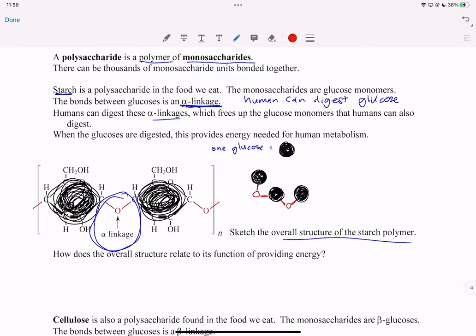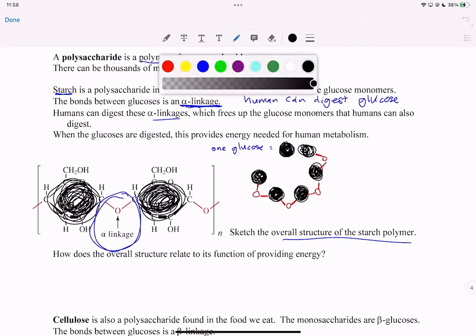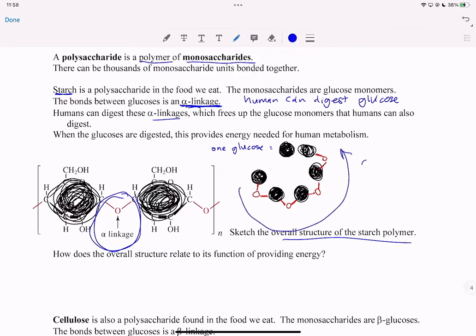So here's another glucose. I'm going to link to this with an alpha. This next glucose will start to curve around. And so I'm going to put one more here. Another alpha linkage, which is this bent shape. And oops, no, not that, this one. You can see that what's going to happen is that this is going to coil around, and this is the first coiling around. It'll have an overall coiled structure.